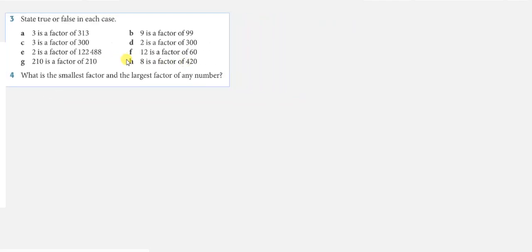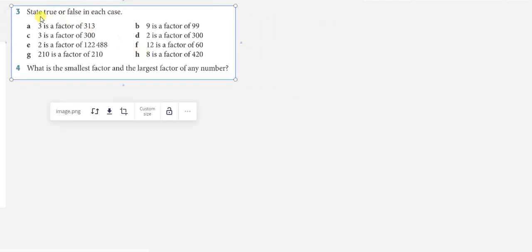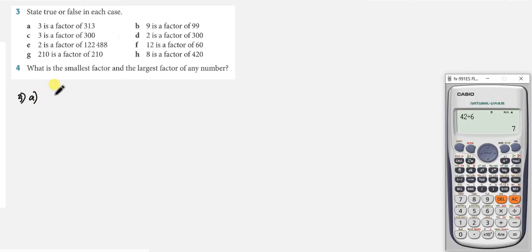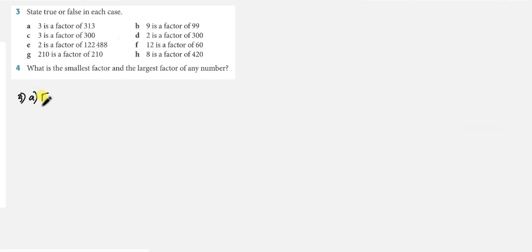Okay, question 3 says, state true or false in each of the cases. First, 3 is a factor of 313. So question 3a, 3 is a factor of 313. So just check with the calculator. 313 divided by 3. So it's false. I'm just going to write F for false and T for true.